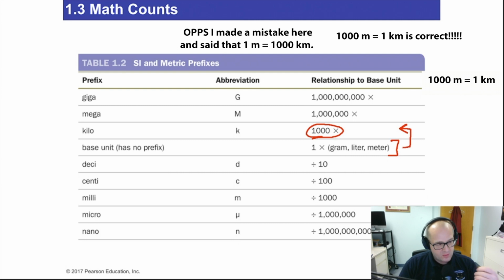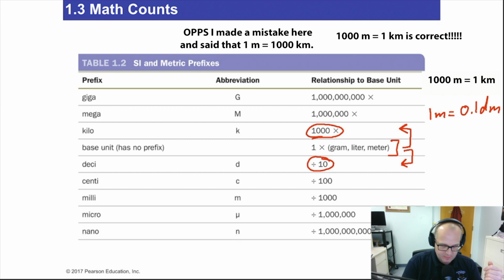Now, if you want to go smaller, say you want to go this way down the chart, we know that 1 meter equals, well, we're dividing by 10 now, not multiplying, dividing. So if you divide 1 meter by 10, you'll get 0.1 decimeter. Now we have to use the prefix deci. Deci basically means divide by 10, essentially.